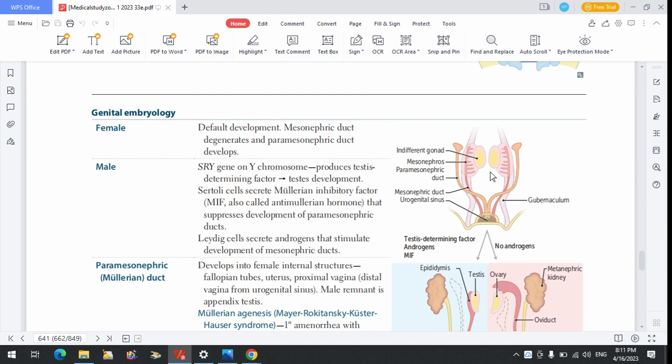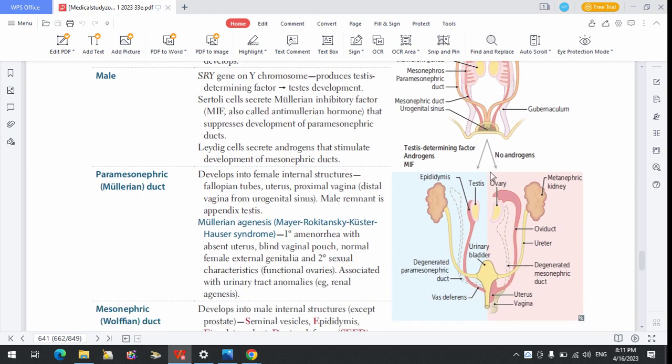Just like in males that we have the prostate, the scrotum, and the penis. So the homologue of the penis in the female is the clitoris. The homologue of the labia majora in males is the scrotum. So we can just say that the labia minora corresponds to the prostate. So let's go.